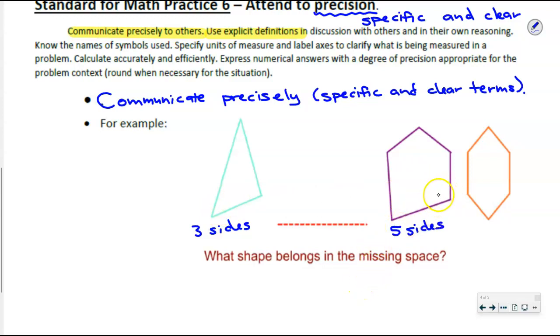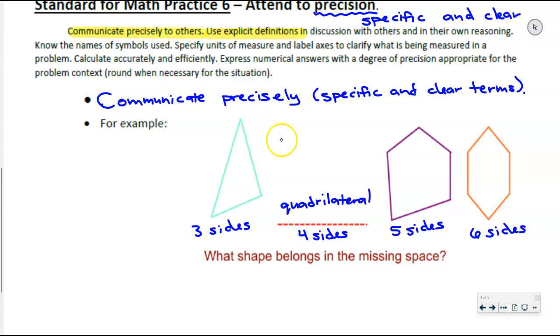No information about side lengths or angles. And all I know here is 6 sides. So of course the one that belongs in the missing space is a 4-sided figure. But now it's time to really think, what is that 4-sided figure actually called? It's a quadrilateral, exactly.